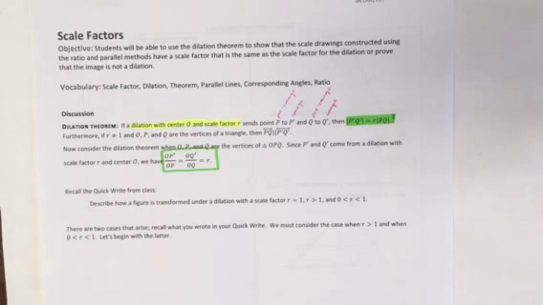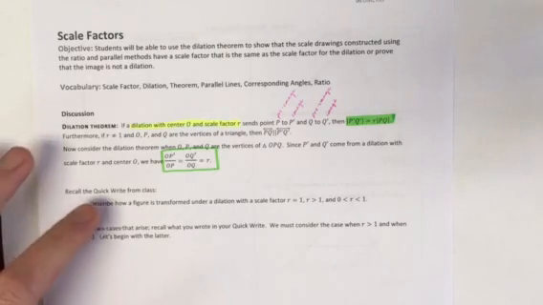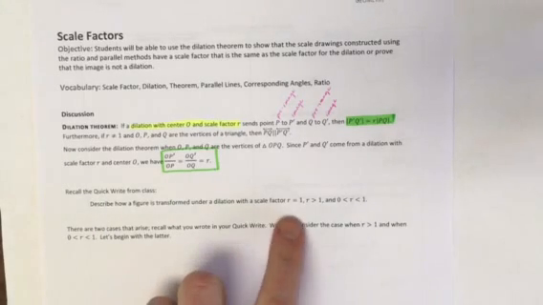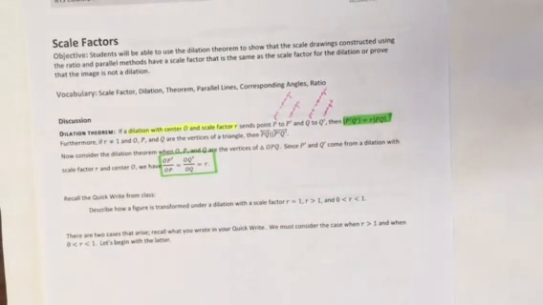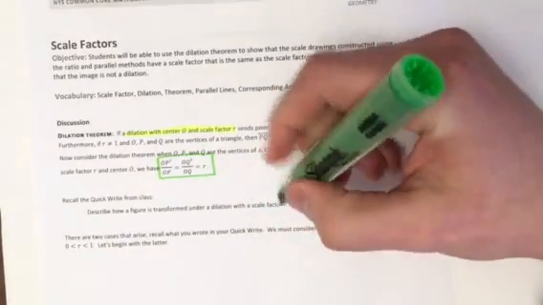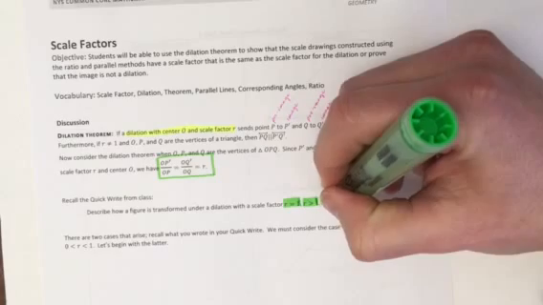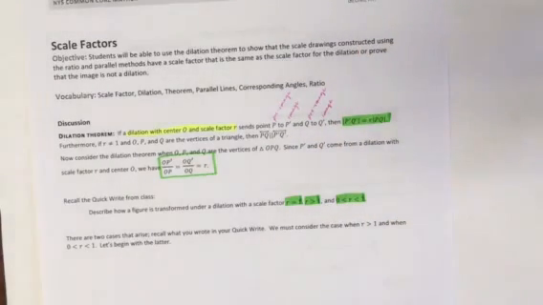As we go through this proof, recall from the quick write in class that we described how the scale factors impact the image. You have R equal to 1, R greater than 1, and R between 0 and 1. Those are the three cases that we've looked at, and we're going to look at the proof for it all.